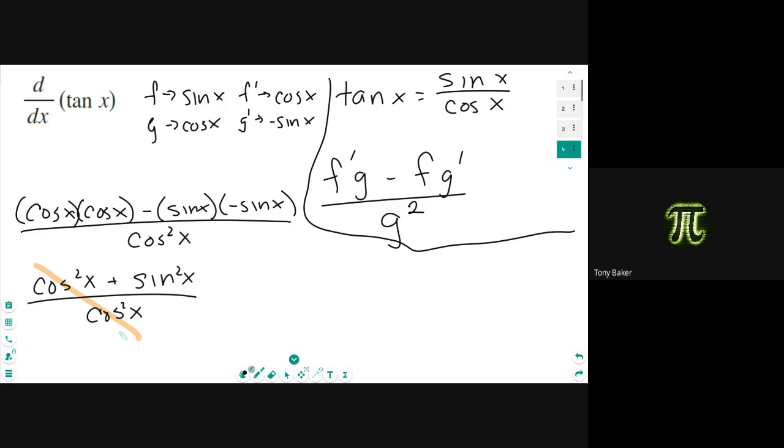You cannot do that. You can't cancel on the top and the bottom unless it's multiplication. What's the cosine squared of x plus sine squared of x? Yeah, that's 1. It's one of your Pythagorean identities. So I have 1 over cosine squared of x. What's 1 over cosine of x? Secant. So this would be secant squared of x. So the derivative of tangent of x is secant squared of x.